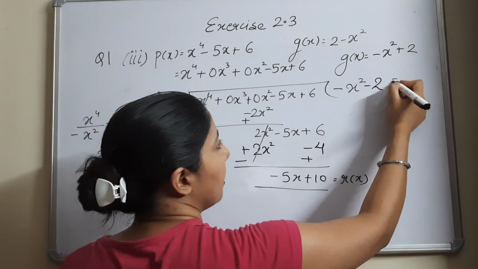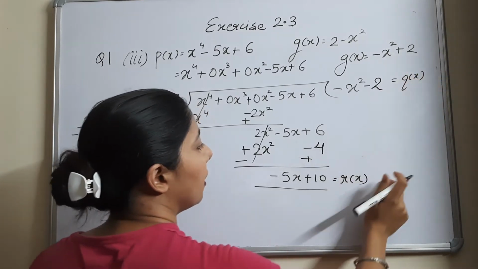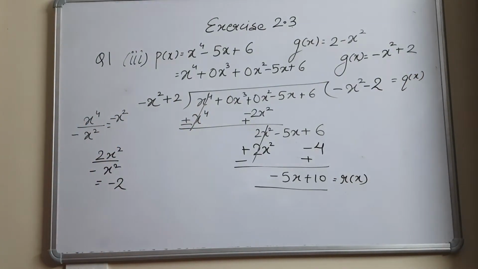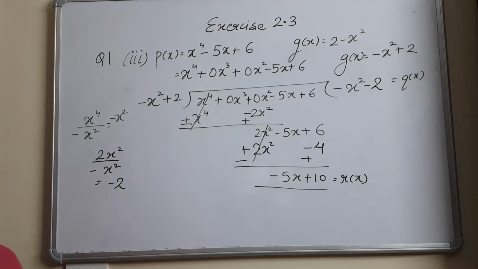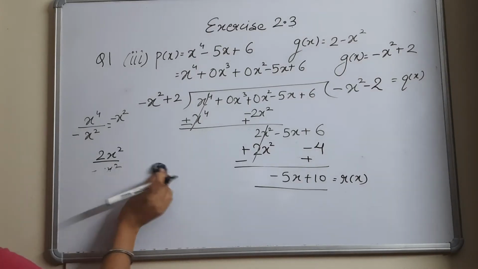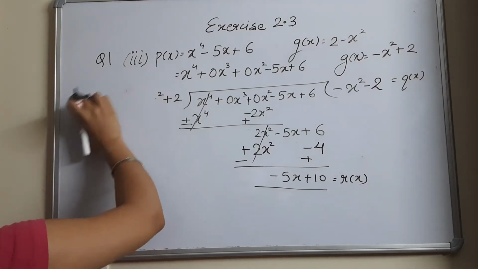So it is r(x) and it is q(x). It is the quotient and it is the remainder. So this way you can do the division in polynomials. I hope this topic is clear to all of you. Now we will solve question number 2 of your NCERT book.